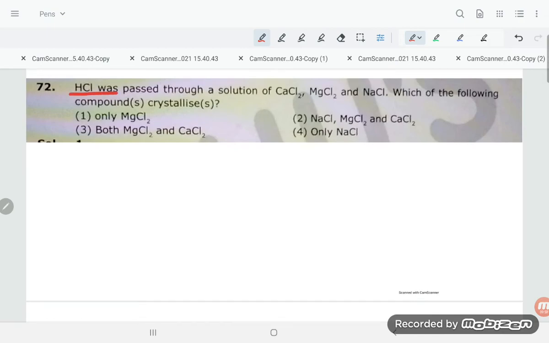72. HCl was passed through a solution of calcium chloride, magnesium chloride and sodium chloride. Which of the following compounds crystallizes? Let us try to solve the problem, dear student. The options are: only MgCl2, NaCl, MgCl2, CaCl2, both MgCl2 and CaCl2, only NaCl.